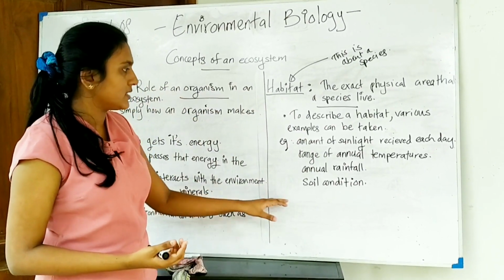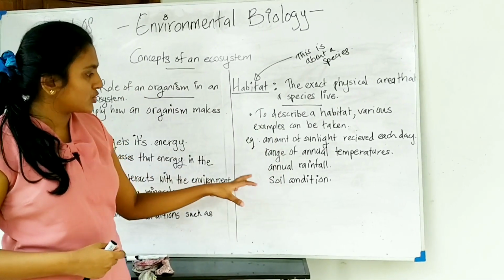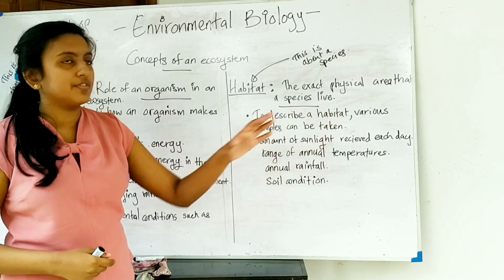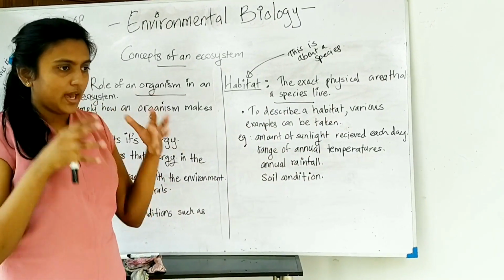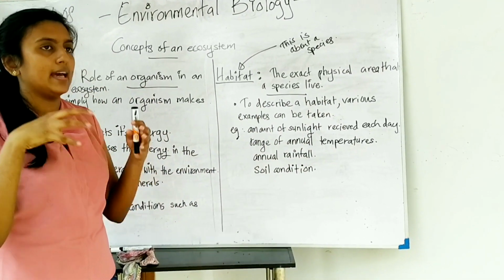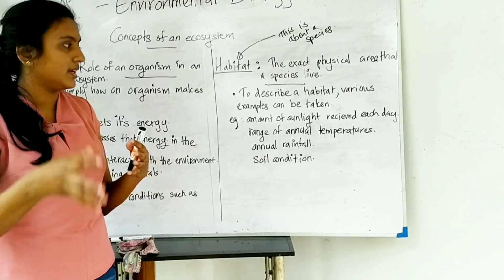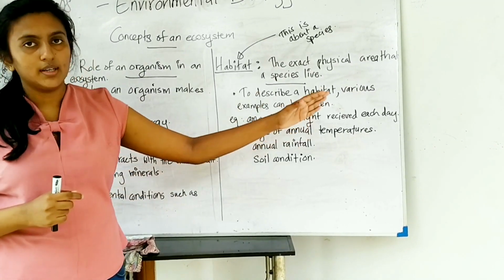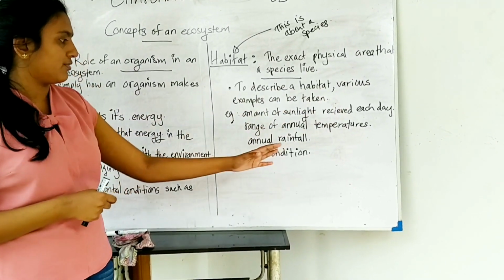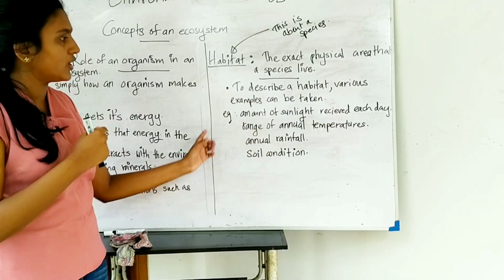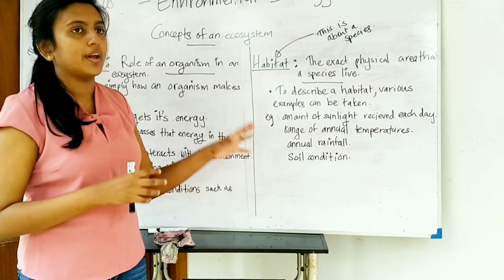In that case, the examples that we normally use are the amount of sunlight received each day by the habitat, how much sunlight has been received every day, then the range of annual temperatures, annual rainfall, and soil condition. Likewise, we can use these examples to describe the habitat.